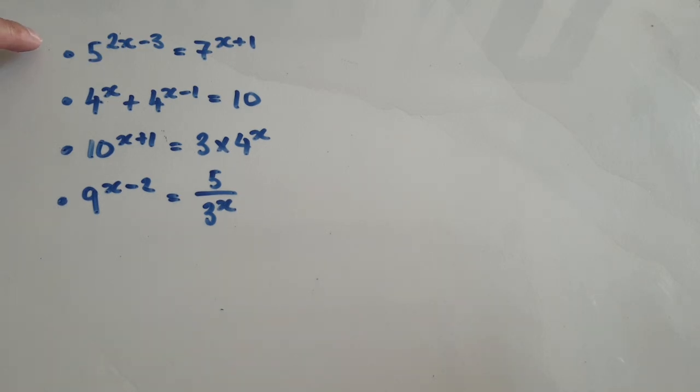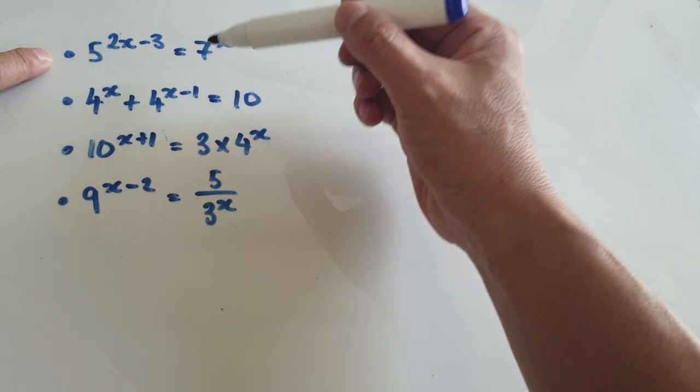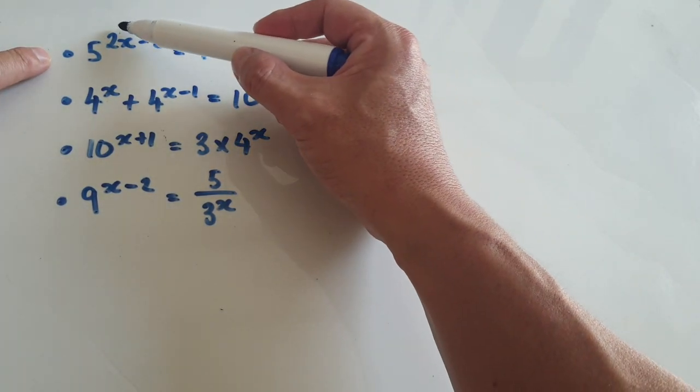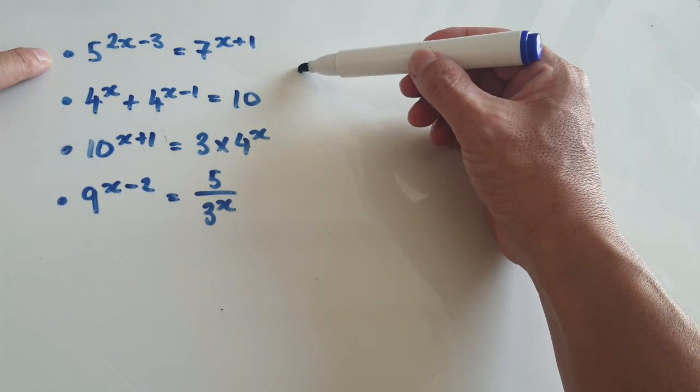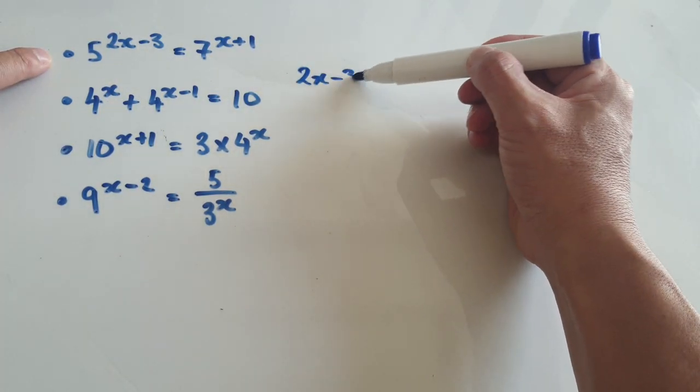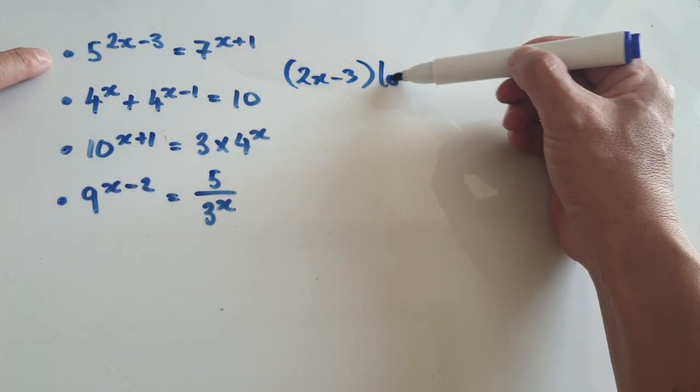In this video, we're going to try and solve these exponential equations. So for the first one, take the log of both sides. So remember, when you log one thing to the power of another thing, the power is able to come down. So that will be 2x minus 3, and then it would be log.